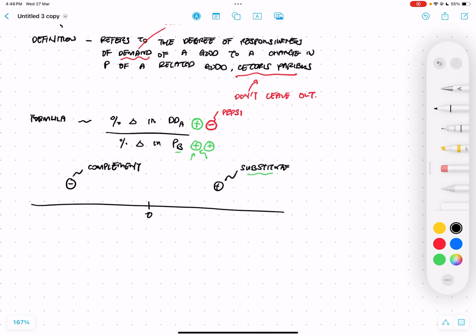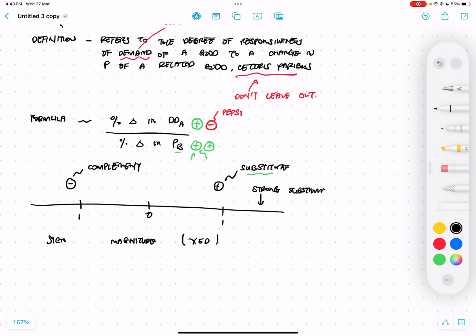Okay, so that's the first layer, which is the sign. The first thing you'll take note of is the sign. The second thing you'll take note of is the magnitude, right? Magnitude means you take the modulus of the value. In terms of taking the modulus, there are two categorizations that we have. It's either more than 1 or less than 1. Okay, so this is the case where XED is positive and its magnitude is more than 1. If this is the case, then it's a strong substitute.